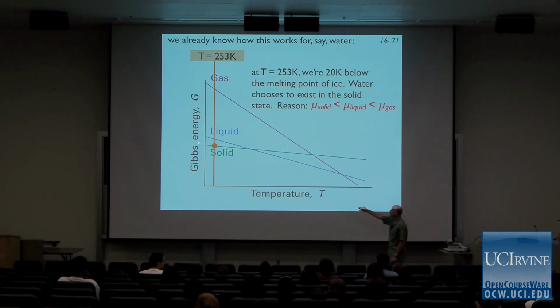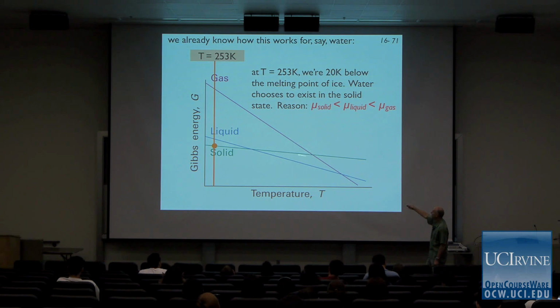Now, in principle, the system can choose three different Gibbs energies at any temperature that you choose on this axis, except where there's a phase transition, or the system can choose any one of three energies. It always chooses the lowest of these three energies. It minimizes the chemical potential.